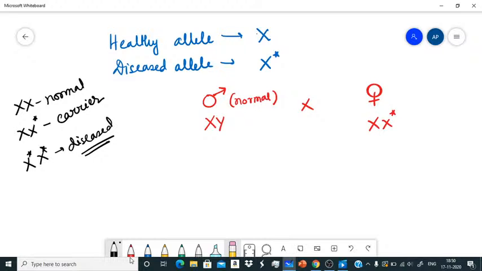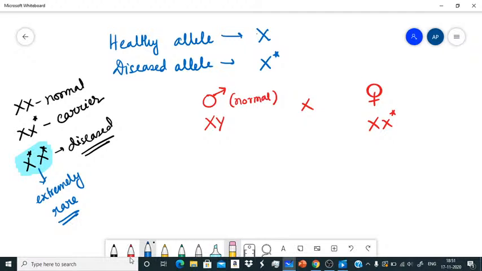And in case of X-linked inheritances, this situation is extremely rare. Diseased females are extremely rare, because to give birth to a diseased female you have to have a diseased father as well as at least a carrier mother, right? Now let's do the cross.